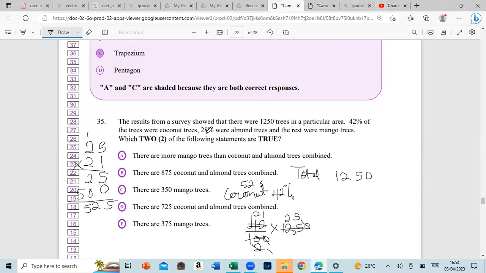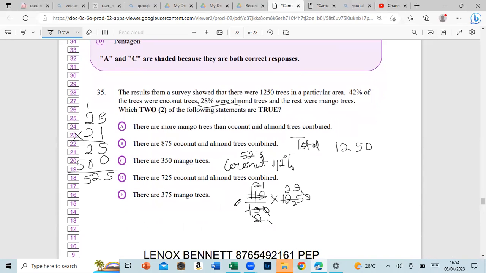It says 28% were almond trees. So we're going to find 28% of the total, but this one is for the almond. All right. So let's go. It's 28%. Same procedure, right? Times 1,250, since that is the total. Divide by 10, then by 5. So this now, 5 into 10, 2, 5 into this, 25. We had established that already. 2 into 2, 1, 2 into this, 14. So now we're going to be multiplying 25 by 14. So I could do that now.